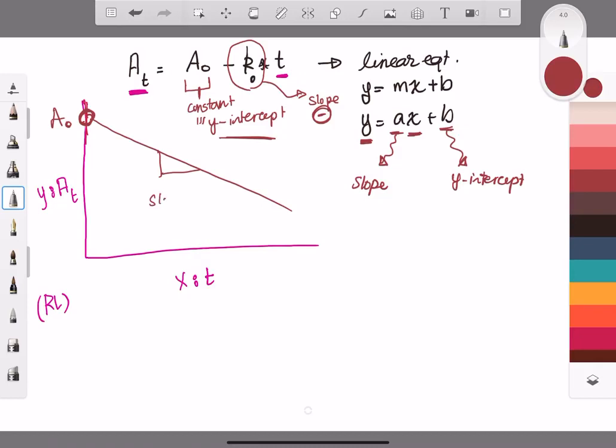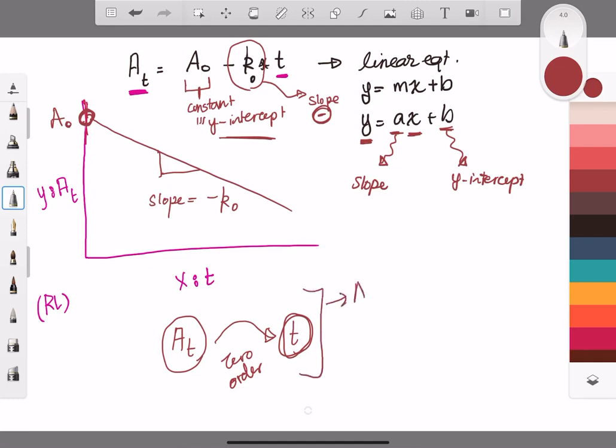and the y-intercept will be equal to A naught, or the initial amount of A, and the slope will be equal to minus K naught, or the zero order rate constant. So I was able to determine, from the relationship between the amount of the drug at a certain time versus the time, knowing that I have a zero order reaction, the initial amount of the drug from the graph, and from the slope I can determine K naught, which is my zero order rate constant.